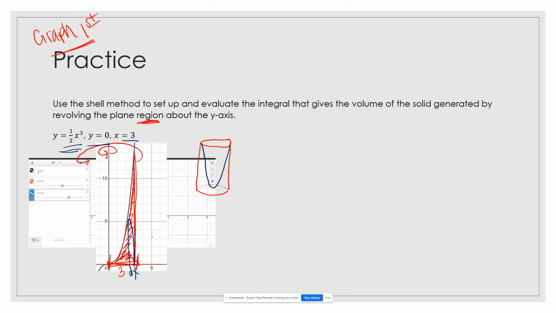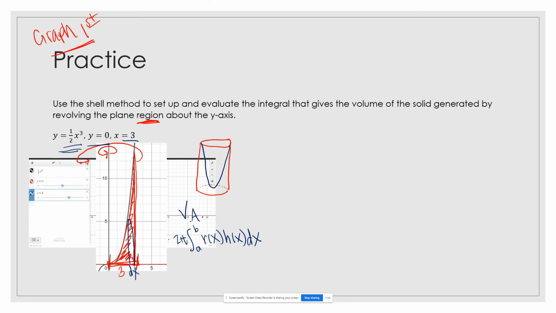The shell method states that if we are going to do a vertical axis of rotation, we're going to do 2 pi, because we have to find the circumference, from a to b of r of x, because remember this piece is the circumference here. We need to multiply it by the height of our rectangles, which is this piece here, and then we need to multiply it by the width. So we need to figure out what is r of x and what is h of x.